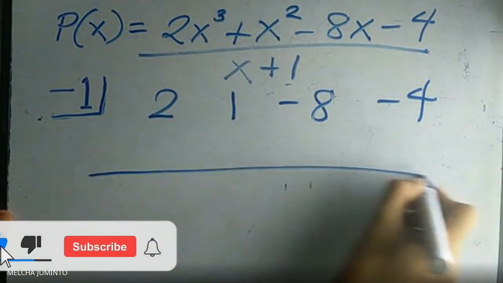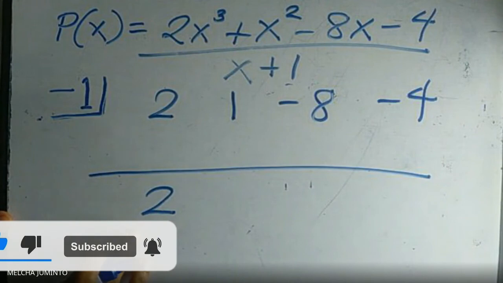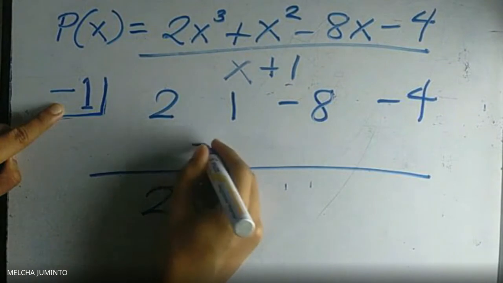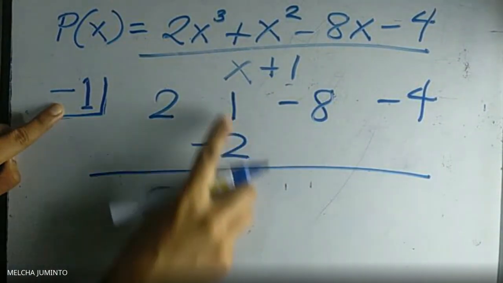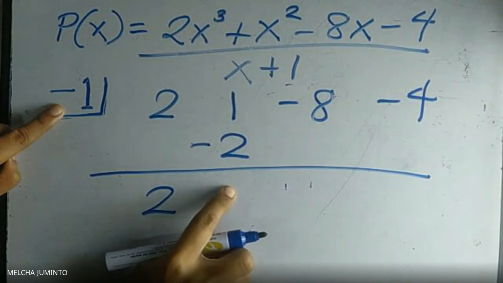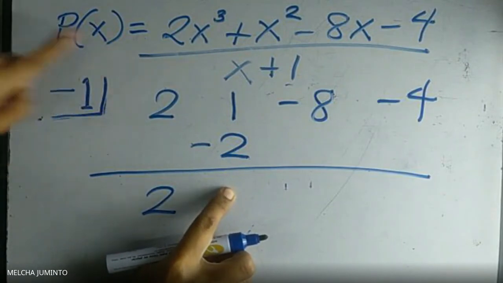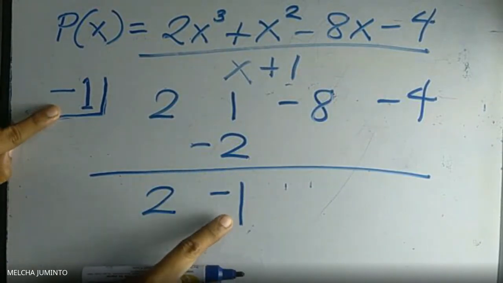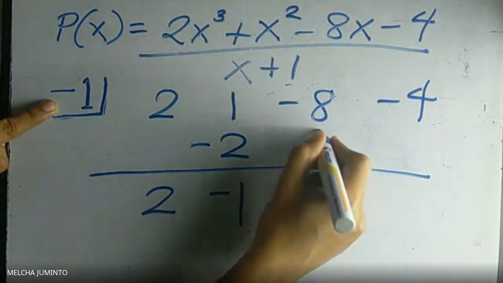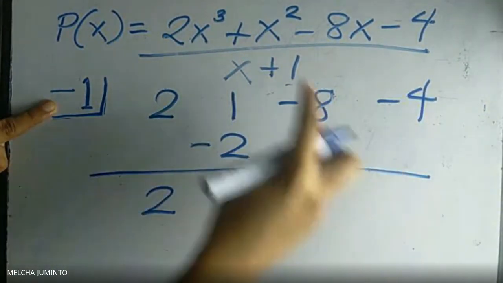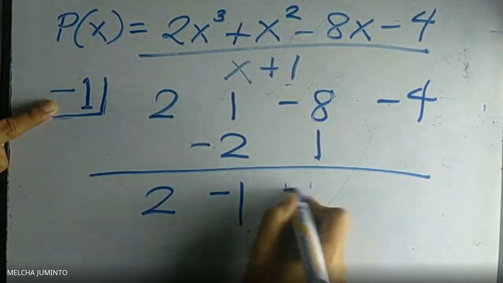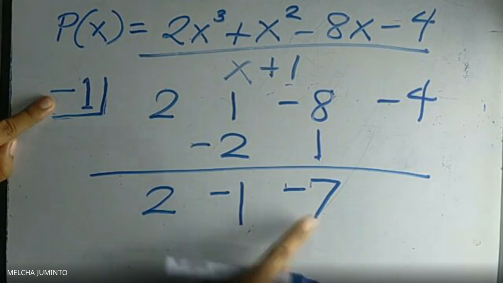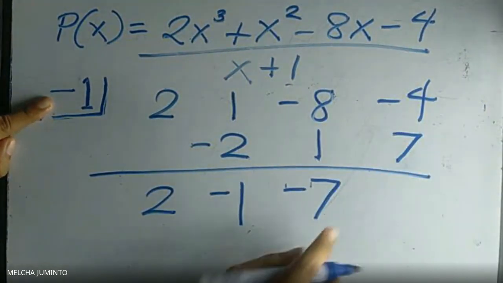I will place a line here, then bring down 2. Multiply 2 and negative 1. The product is negative 2. It will be written here in the second row, second column. Add. This time we will add instead of subtract because we already changed the sign of the divisor. Add to get negative 1. Multiply again. Repeat the method. Negative 1 times negative 1 is positive 1, right here on the second row, third column. Add to get negative 7. Negative 7 times negative 1 is positive 7, right? In the last column, add to get 3.